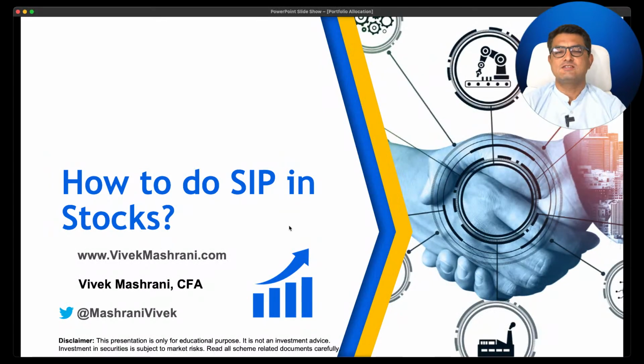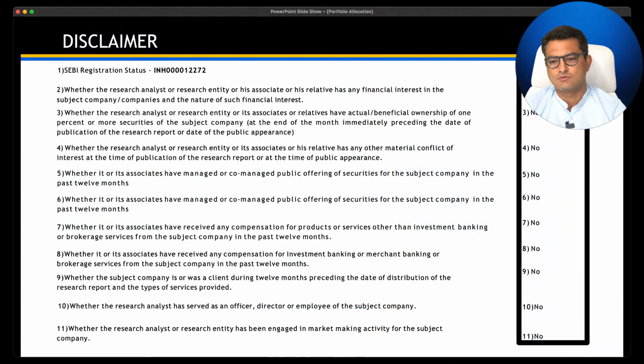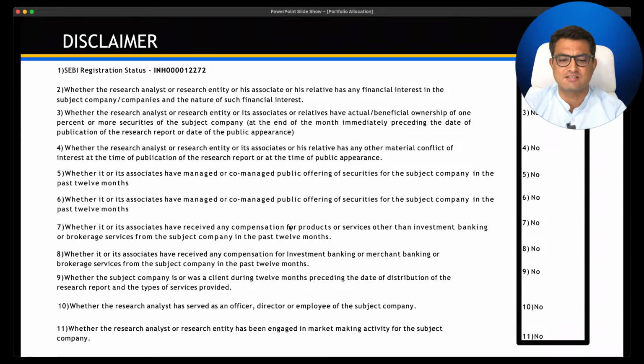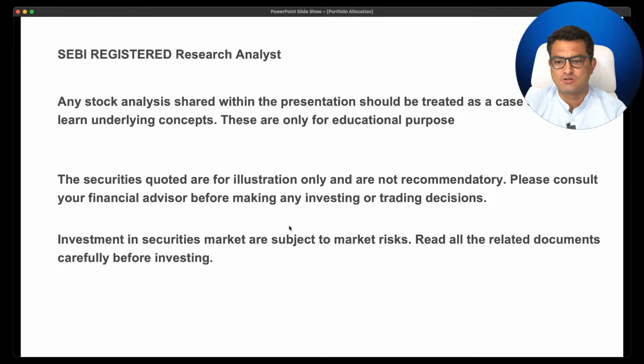Awesome. So first, let's deep dive into how to do SIP in stocks. Quickly starting with the disclaimer: I am a SEBI registered investment analyst, and all the discussion we'll be doing is purely educational in nature, right? So even if I'm talking about any stock ideas or names of stocks, please treat it as an illustration, not as something to just go and buy tomorrow.